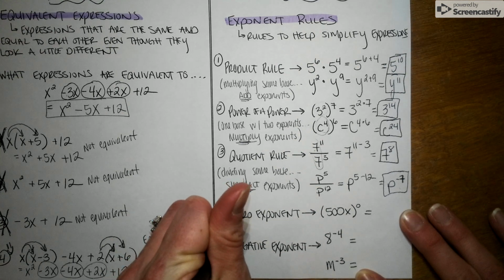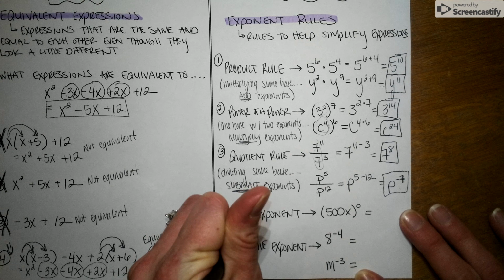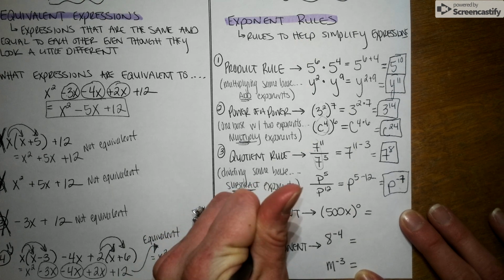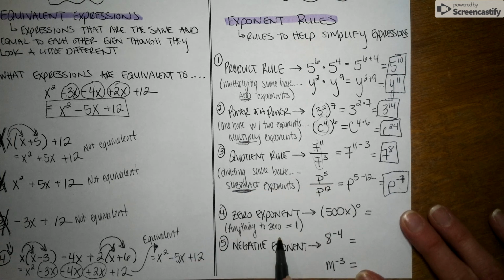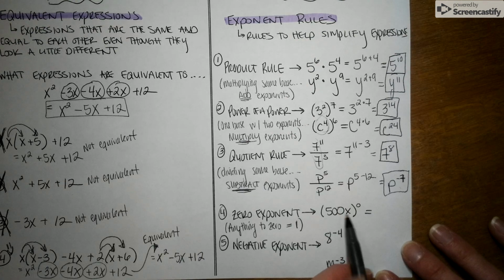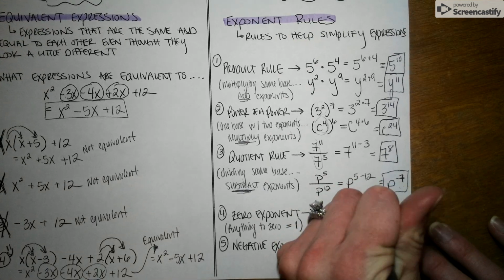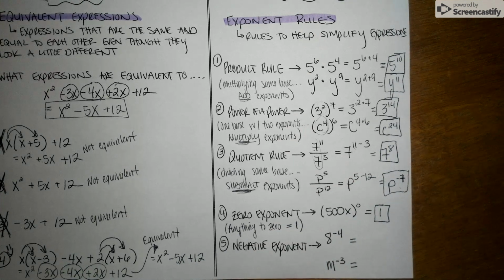So anything to 0 equals 1 is my little note. Therefore, my answer here is simply 1. Anything to the 0 exponent is 1. That can be a variable, that can be a number, that can be a number that's a fraction, a number that is negative. Anything to the 0 exponent is 1.